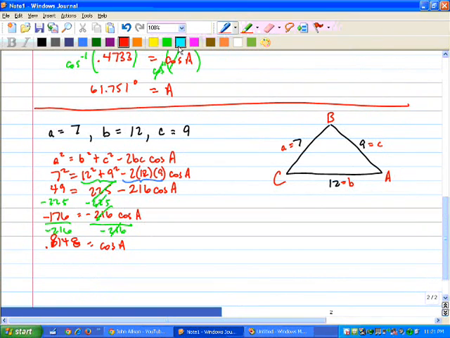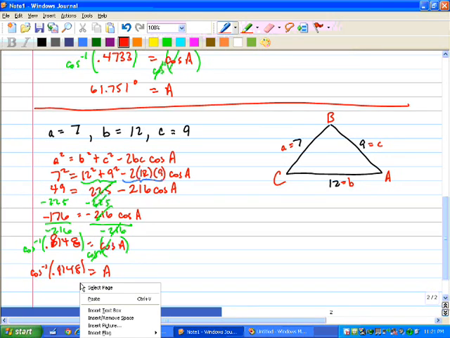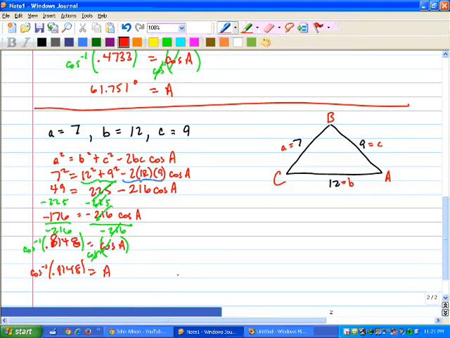Take the cosine inverse of both sides. Cosine and cosine inverse cancel on the right. Leave me with angle A equal to cosine inverse 0.8148. Type that in the calculator, second cosine 0.8148. And we see that angle A is equal to 35.432 degrees.